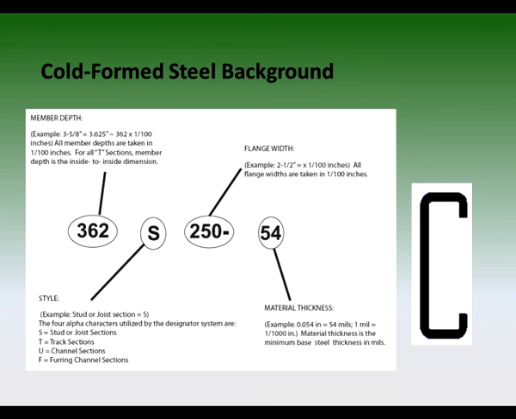The flange width is important. It's also given in hundredths of inches, which means that a 2.5 inch flange is designated as 250 as shown in this example. The last number, 54 in this example, is the thickness of the steel. It's given in mils or thousandths of inches. When you put this information together, you get a 362S250-54 member as the designator.